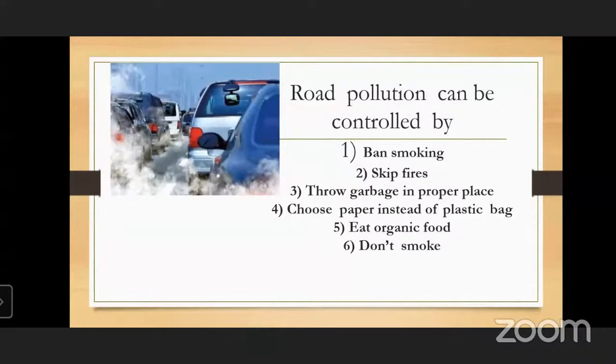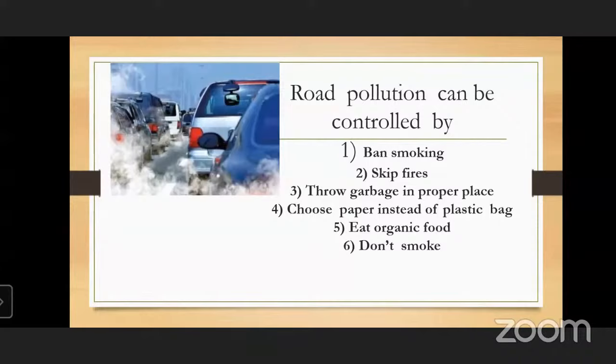So we have to throw the garbage in the proper place. We should use a dustbin, instead of plastic bags. We should use dustbins for throwing papers or garbage. Choose paper bags. Nowadays, plastic bags have been stopped, so instead of plastic bags we are using paper bags.